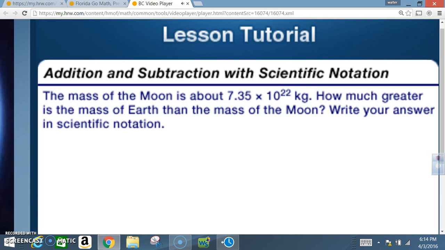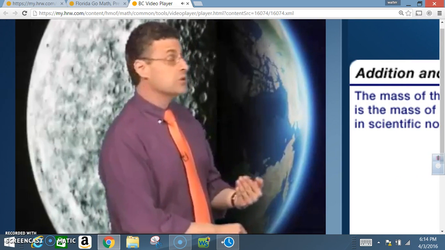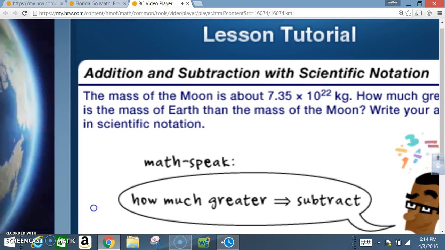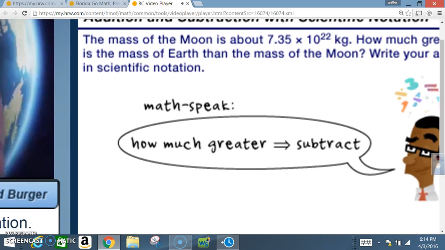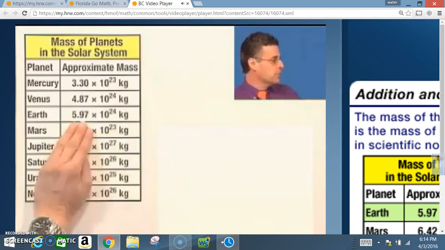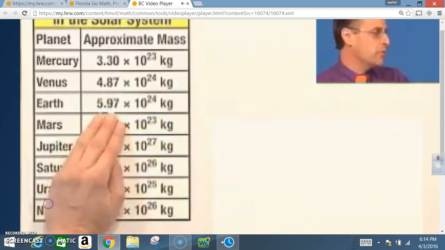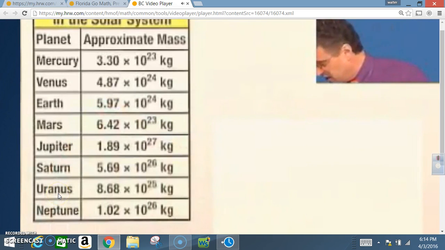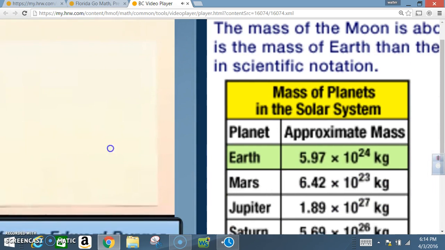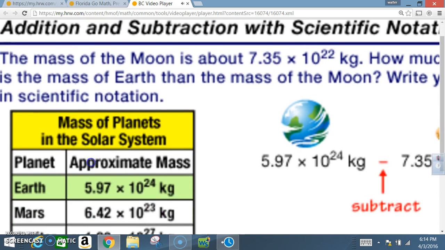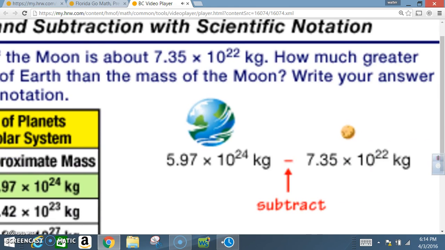Now, how much greater is basically asking us to subtract, to look for the difference, and of course, we're always going to write our answer in scientific notation. So, what do I have to do? Well, here's the mass of the Earth. It's right here, 5.97 times 10 to the 24th. We're given the mass of the moon is 7.35 times 10 to the 22nd. So I want to subtract those two things. What is the difference between 5.97 times 10 to the 24th kilograms, the mass of the Earth, and the mass of the moon, which is written right down here?